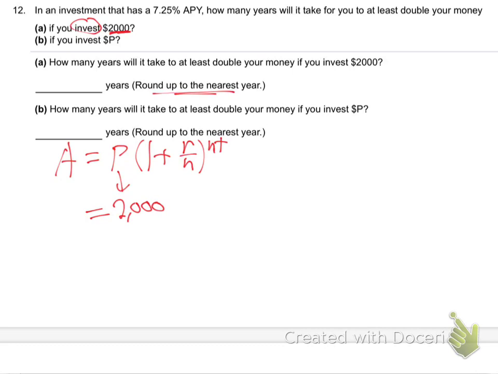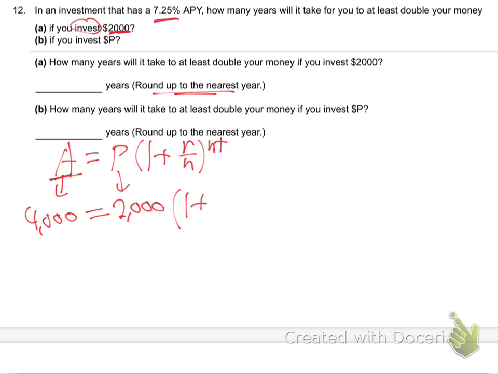So we're putting in $2,000. That's the principal, what we're investing. What do we want the amount to become if we want our money to double? 4,000. So they're actually giving us the other side, you realize. We're doubling our money, so 2,000 becomes 4,000. Then 1 plus R, what's the interest rate?